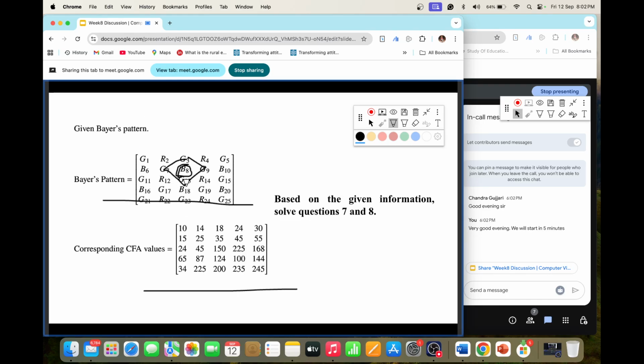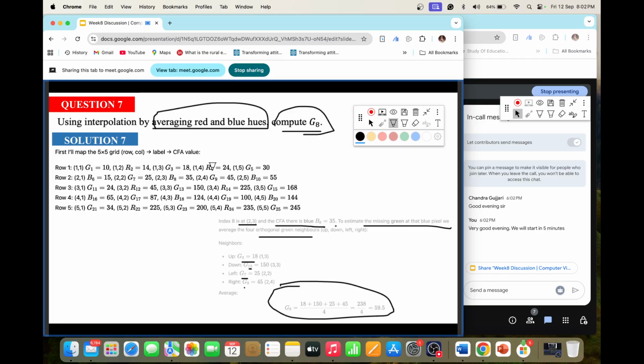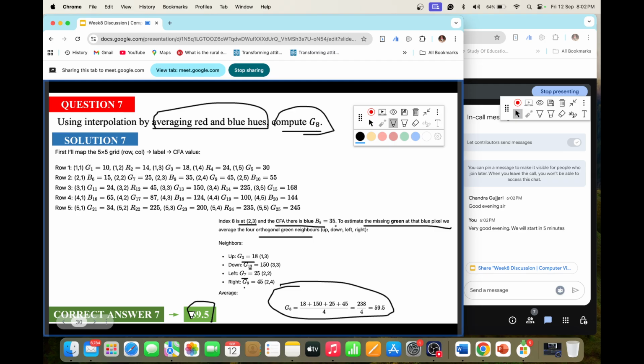G8 is not present, but we have B8, and around B8 we have these 4 green channels. If we interpolate at B8 using the 4 orthogonal green channels associated with it, we can get G8. So in place of B8 we can write G8 as G3 plus G7 plus G13 plus G9 divided by 4, and the answer is 59.5. Okay, so this is our correct answer.